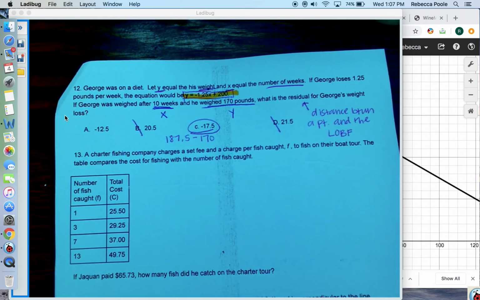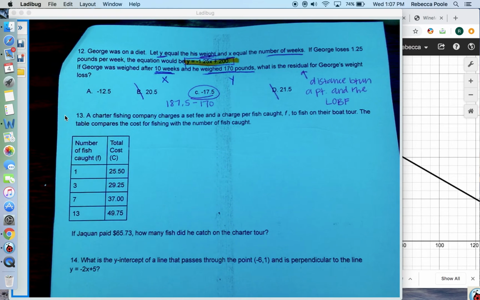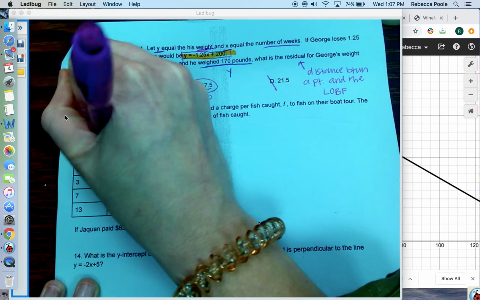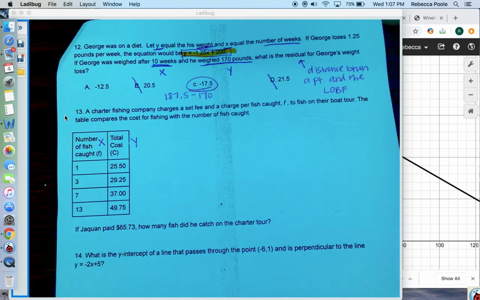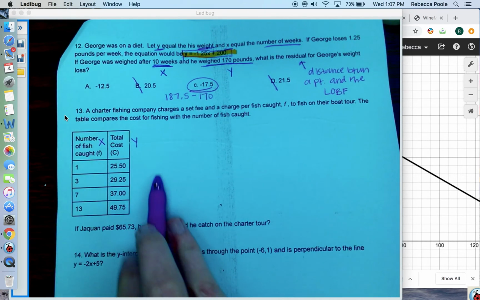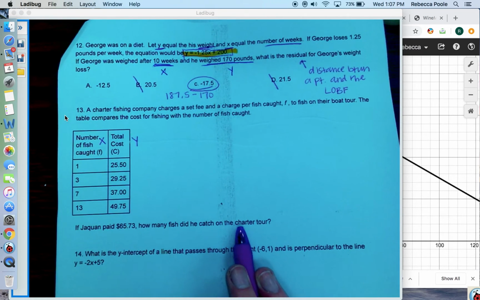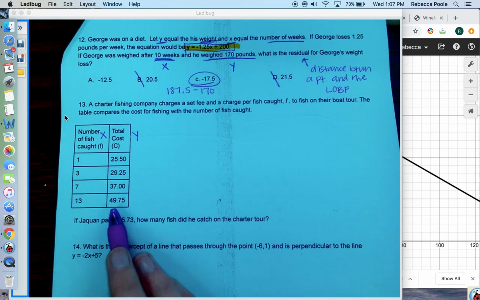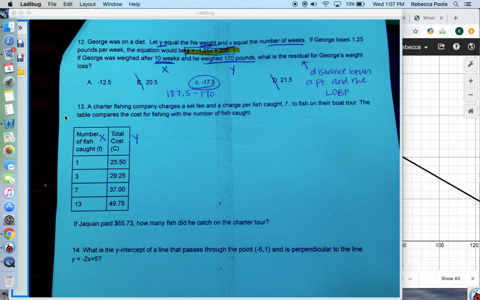Okay? All right, for 13, a charter fishing company charges a set fee and a charge per fish caught to fish on their boat tour. The table compares the cost for fishing with the number of fish caught. So the number of fish caught is my X. The total cost for fishing is the Y's. So the first thing I'm going to do before I even keep reading is I'm going to go put this data in Desmos so that I can maybe find the line of best fit or just so I can look at the data points, okay? Because it seems like we're going to need those.